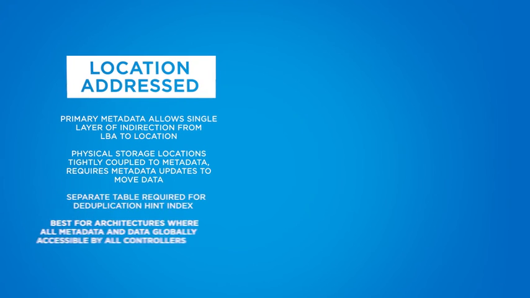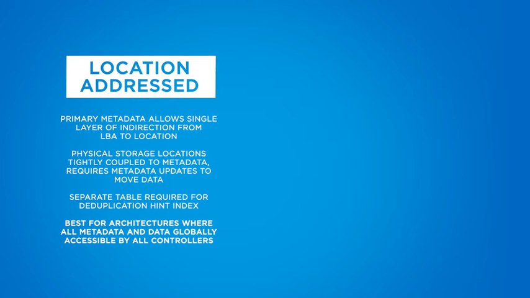In summary, there are two ways that this problem has been solved. The first is location addressing. In this case, the primary metadata allows for a single layer of redirection from the LBA directly to the physical location on disk. The storage itself and the physical storage locations are very tightly coupled to the metadata, and any move of data requires a metadata update. Also, a separate table is required to be able to handle the hint index for all deduplication functions. This is best for architectures where all of the metadata and the data are globally accessible by all controllers, which is something Pure does very well.